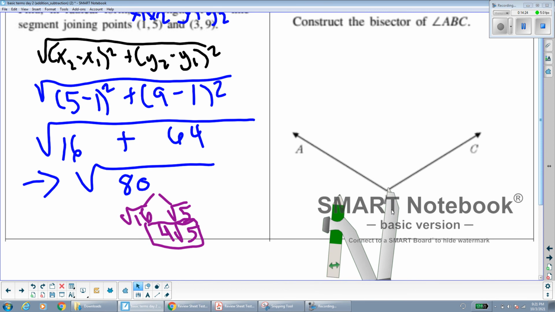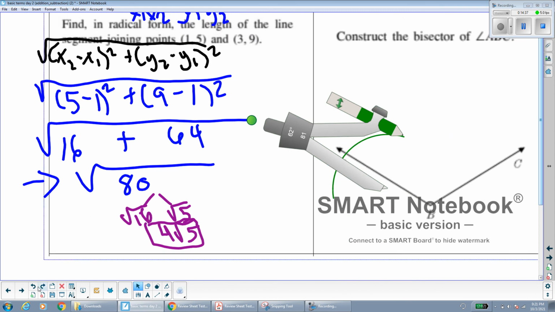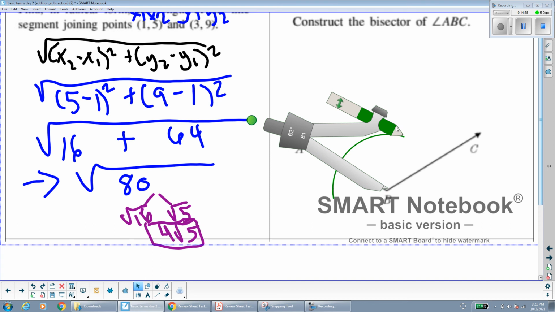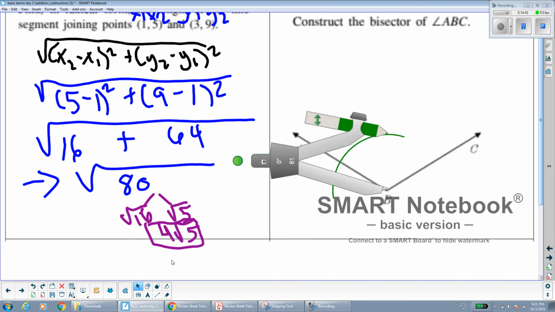So I have my compass on the vertex of the angle that I'm bisecting, vertex point B, and I just want to open my compass. It doesn't matter what distance I open it to. I'm going to make an arc, and the only thing that matters is that the arc hits the angle in two spots.